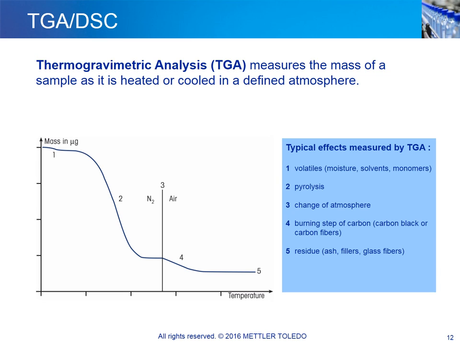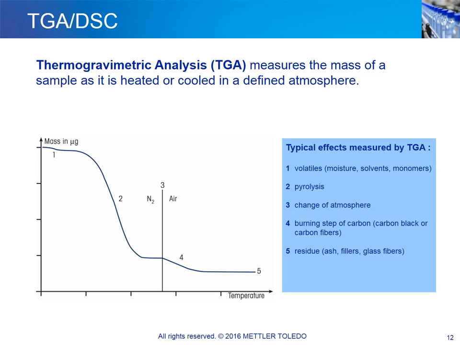Initially, before the heating ramp begins, the TGA measures the mass of the sample. At the end of the measurement, inorganic fillers, such as glass fibers, remain as a residue after heating to temperatures of 1000 degrees Celsius. The loss of mass at each step relates to the behavior of the material's components.